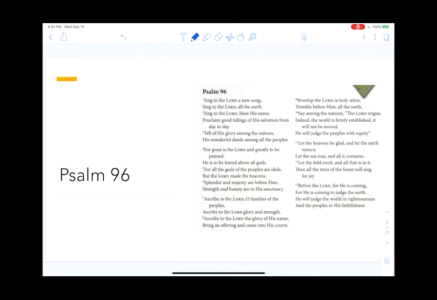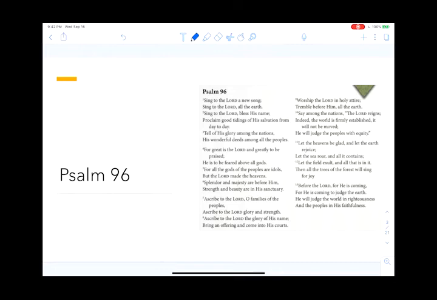Ascribe to the Lord, O families of the peoples, ascribe to the Lord glory and strength. Ascribe to the Lord the glory of his name. Bring an offering and come into his courts. Worship the Lord in holy attire. Tremble before him, all the earth. Say among the nations, the Lord reigns.